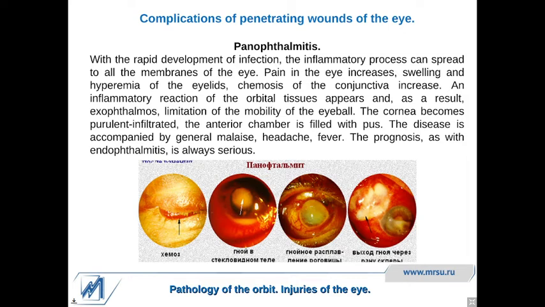The cornea becomes purulent, infiltrated. The anterior chamber is filled with pus, with purulent discharge. The disease is accompanied by general malaise, headache, fever. The prognosis, as with endophthalmitis, is always serious. But about treatment, what can we say here, the treatment of panophthalmitis.